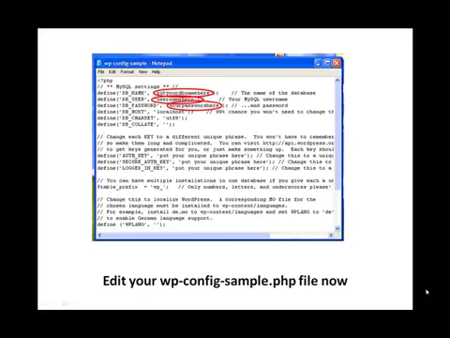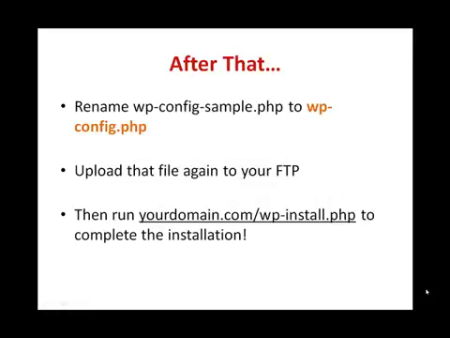By now, all of your WordPress files should have been uploaded completely to your web hosting. One more important step to go. Open up the wp-config-sample.php file and edit in a notepad or your favorite HTML editor. Insert your details for the database name, database username, and database password. Save the file. After that, rename the file to wp-config.php. Upload this file again to your web hosting through your FTP program.